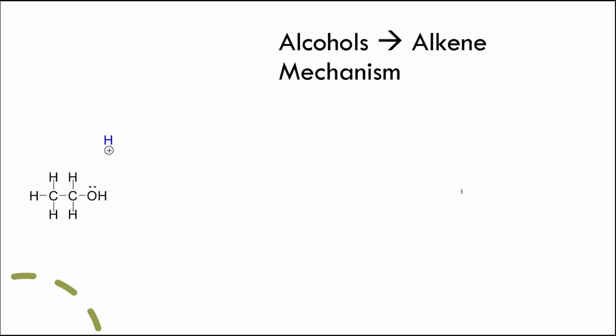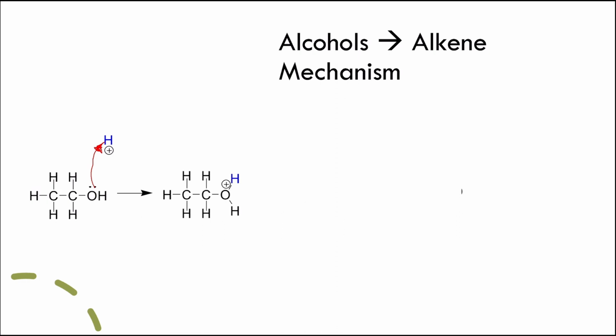The mechanism of the reaction starts with the addition of the acid to the alcohol. Now, the lone pair of electrons on the oxygen will be attracted to the proton, or to the hydrogen from the acid. That will give you a protonated oxygen with two hydrogens attached to it.